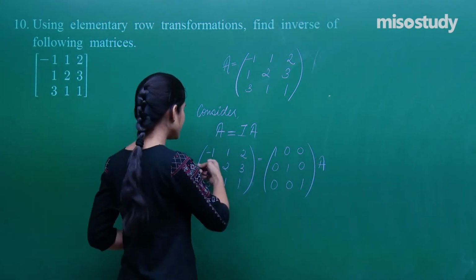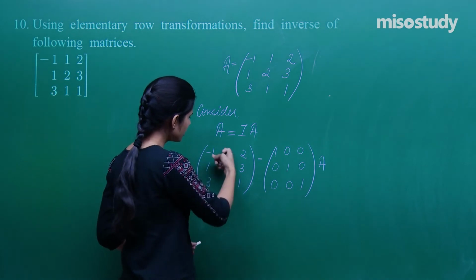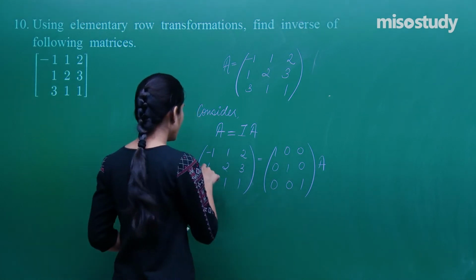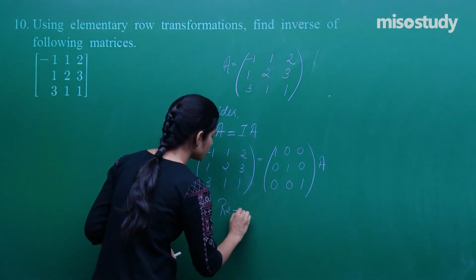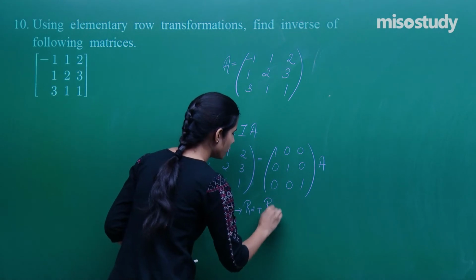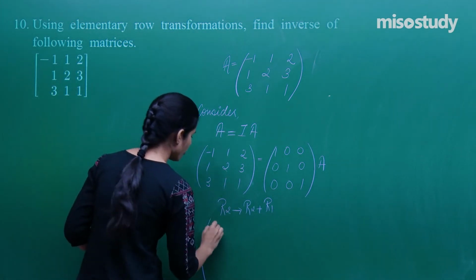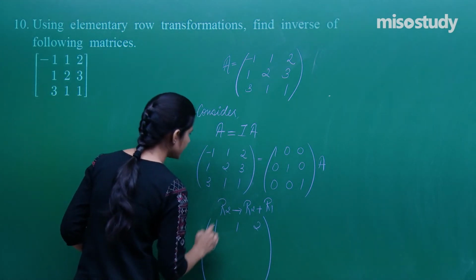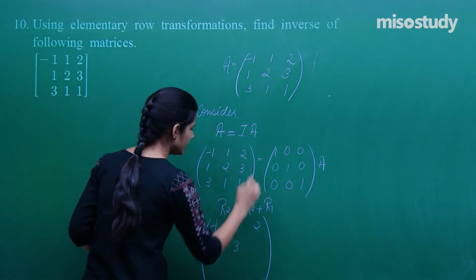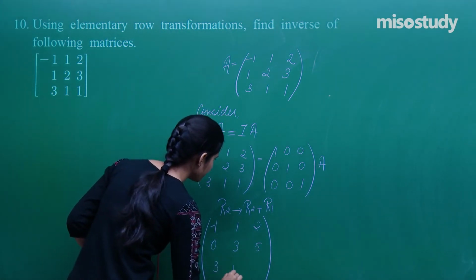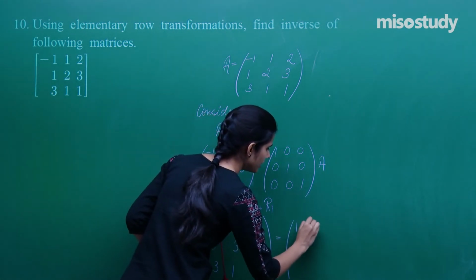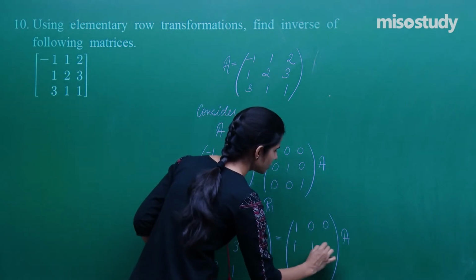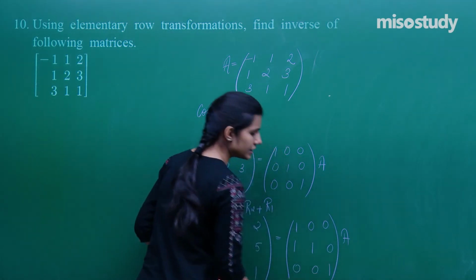First thing, you need to create an identity matrix here. 1, 0, 0, 0, 1, 0, 0, 0, 1 is what you need to create. Minus 1 is already here, let's not disturb it. I will be performing row 2 goes to row 2 plus row 1. Row 1 remains unchanged, row 2 is added with row 1. 1 minus 1, 0, 2 plus 1, 3, 3 plus 2, 5. Here you have 3, 1, 1. Here also 1, 0, 0 remains undisturbed. Row 2 is added with row 1. 0 plus 1, 1, this is 1, this is 0, 0, 0, 1.